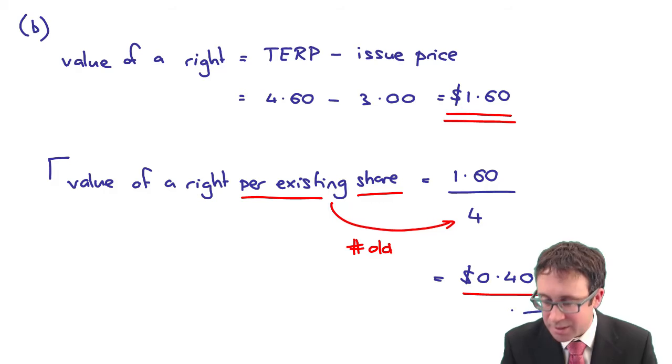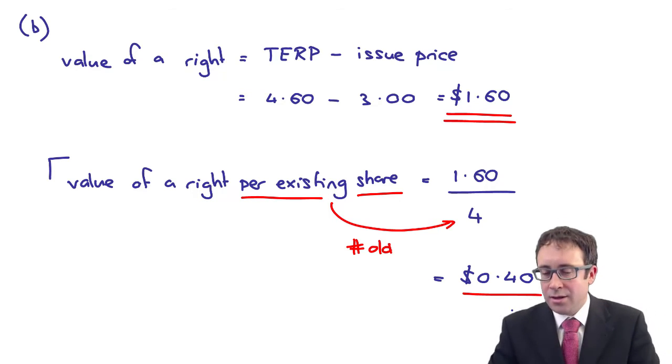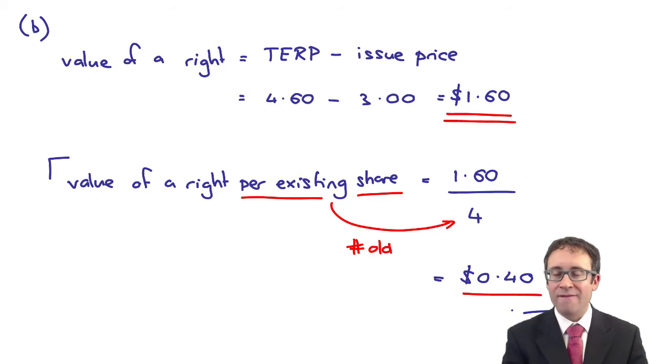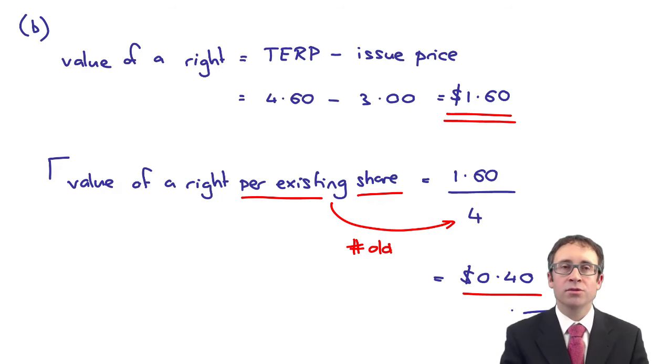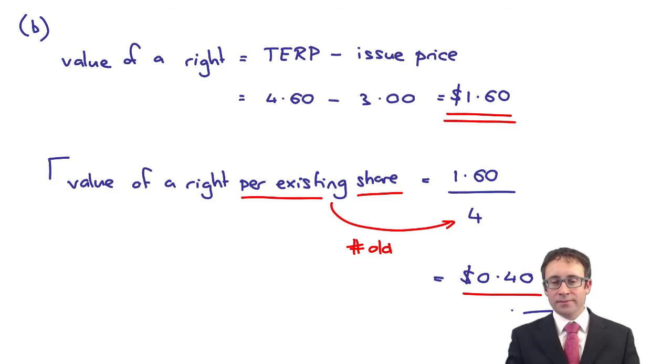The answer to some potential questions that you may get in your question kits could be the value of a right per existing share. So do read that very carefully. That is saying, how much does each share get you in terms of wealth? In total it was $1.60, but for each share that you own currently, it's 40 cents. So that's just a little aside.